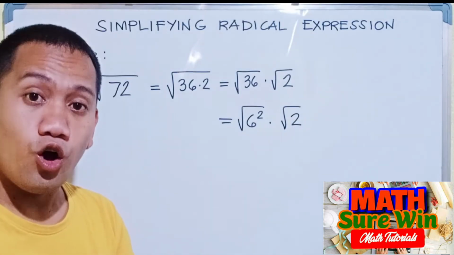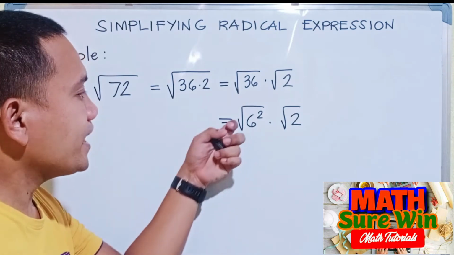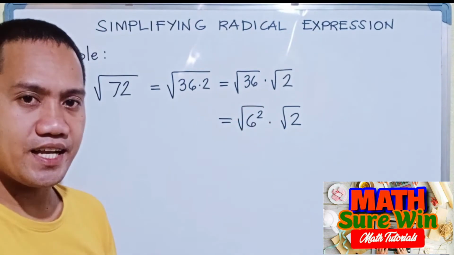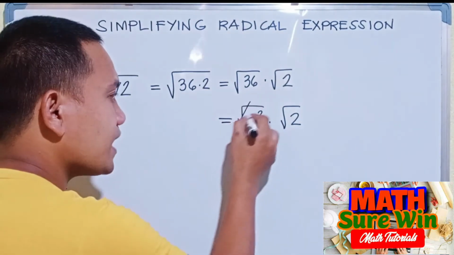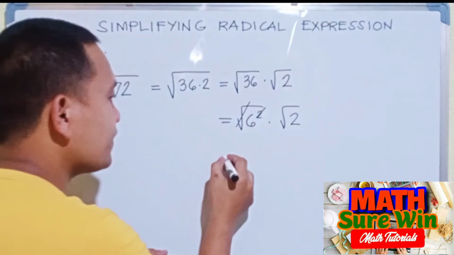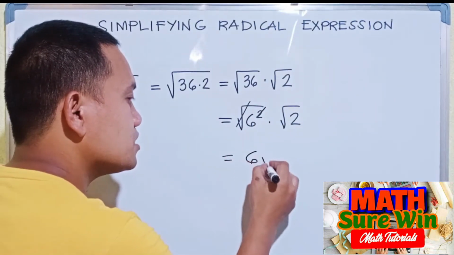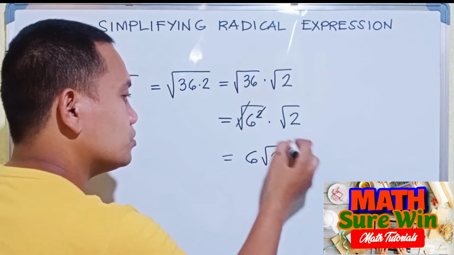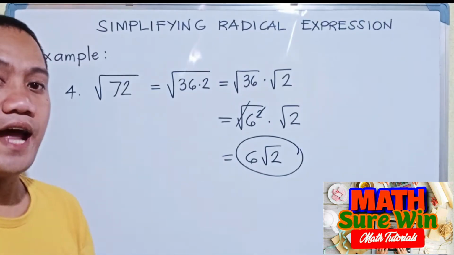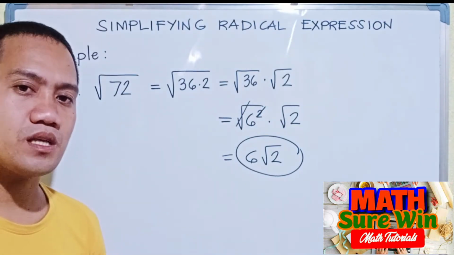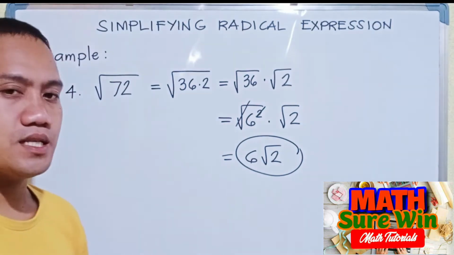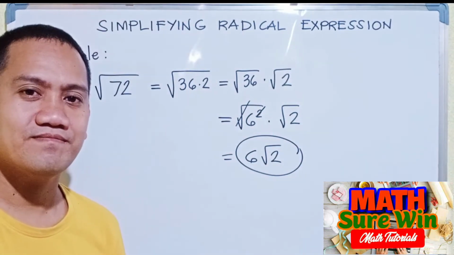Applying the first law of our radical, wherein our index and exponent of the radicand are the same, we can cancel this out. Our final answer would be 6 square root of 2. So therefore, our answer as we simplify square root of 72 would be 6 square root of 2.